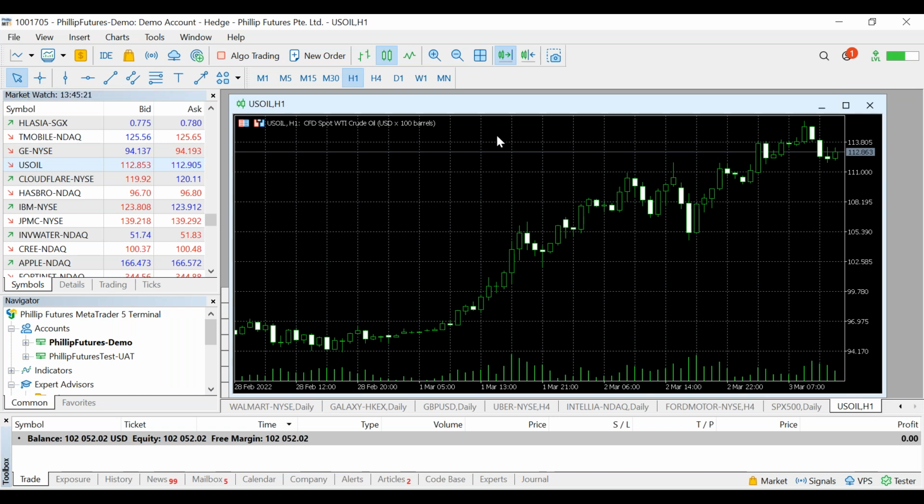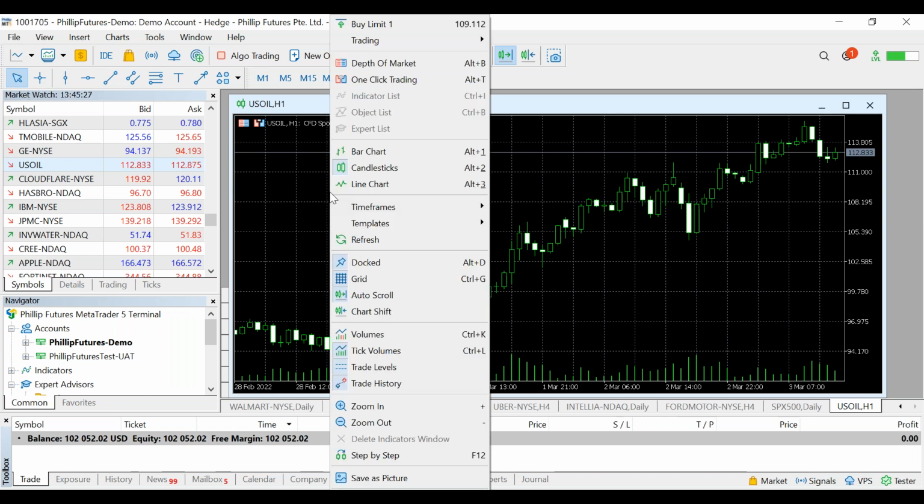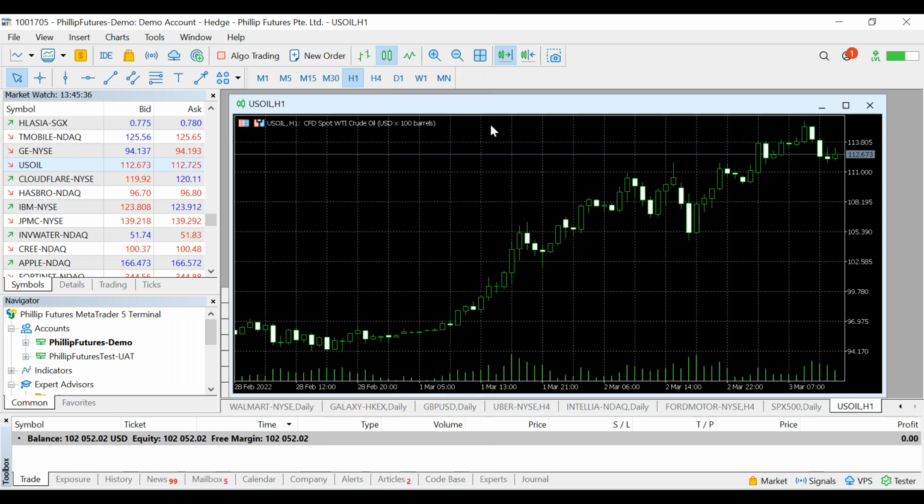So how do you change the appearance of your chart? Very simply, you perform a right click. Okay, you perform a right click on your chart, go all the way to the bottom, properties. Okay, I hope you're seeing it.